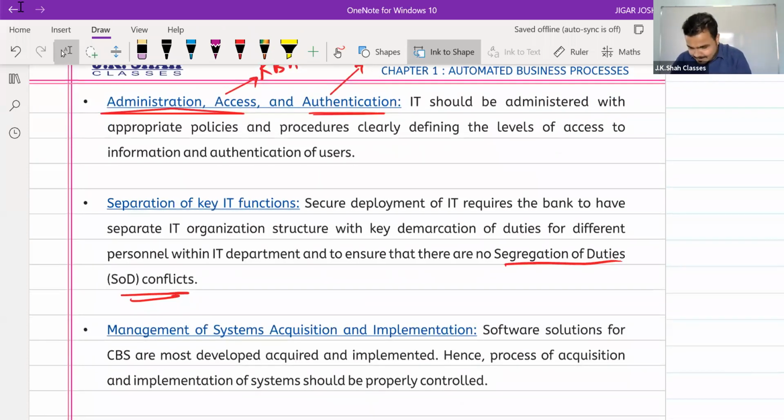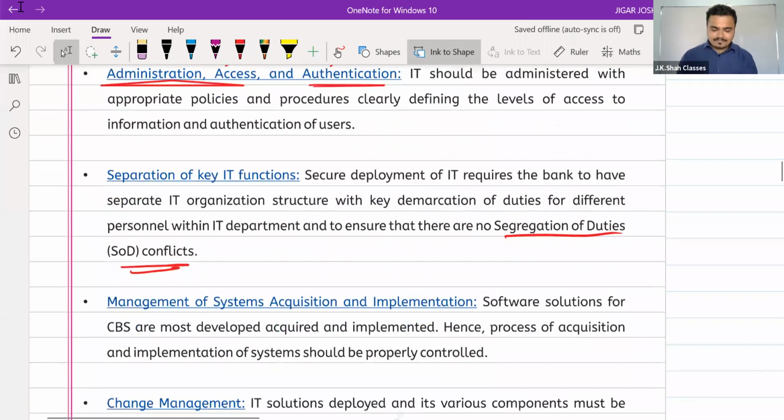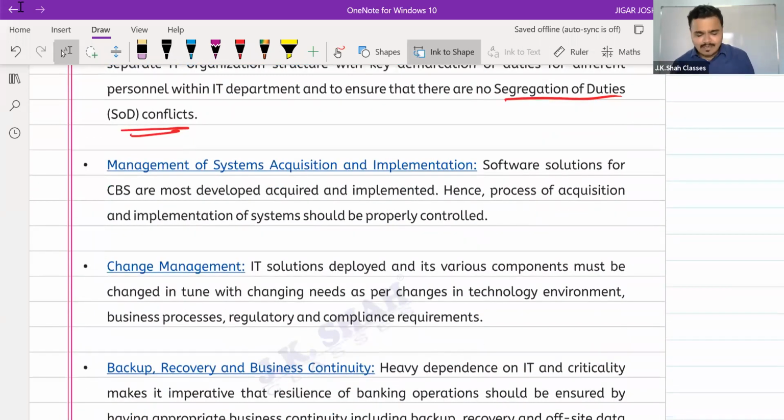Understood? Fifth one, my dear chartered. Tell me, we are learning chapter number 5, how to adopt a CBS environment. Listen to me here very carefully, important point. First one is planning. First, we need to plan. Second, we need to take permission from the board of directors.